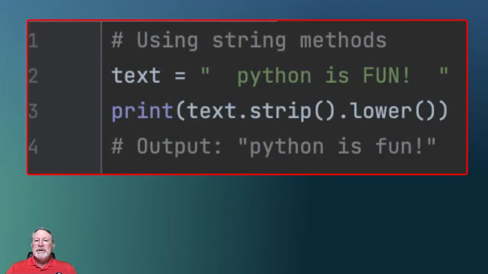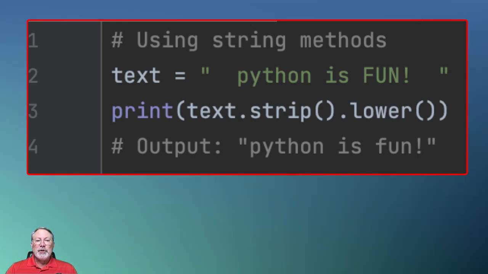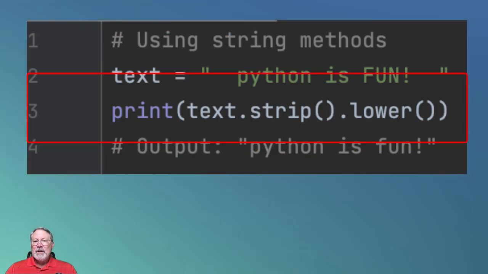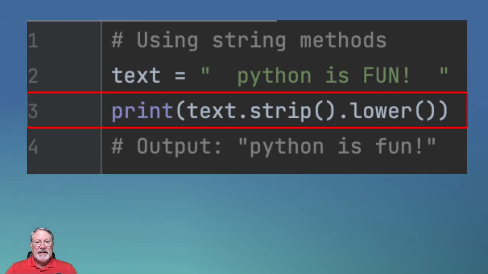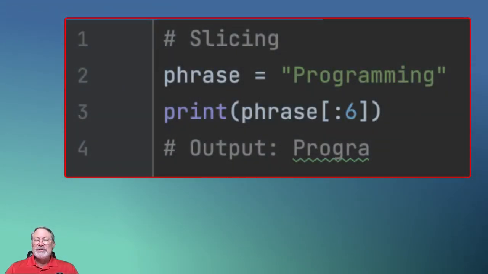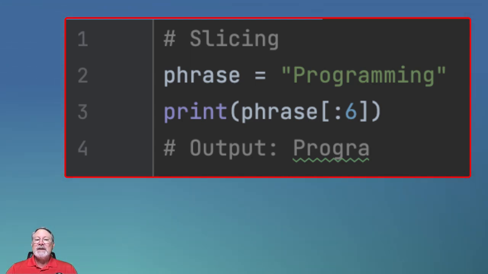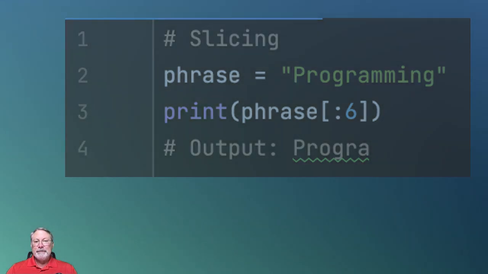As we mentioned, string objects come with methods that help us to more efficiently work with strings. In this example, we use the strip method to first strip away leading and following blanks, and then the lower method to convert all characters to lowercase. Note that when you use multiple methods, they generally implement in the order in which they are listed in the code. You can use a technique called slicing to access just a portion of the string. In this example, we use slicing to retrieve the first 6 characters from the string.